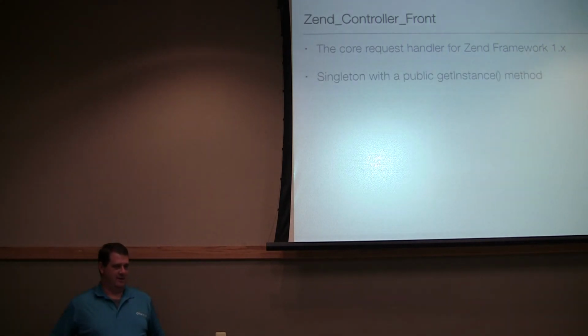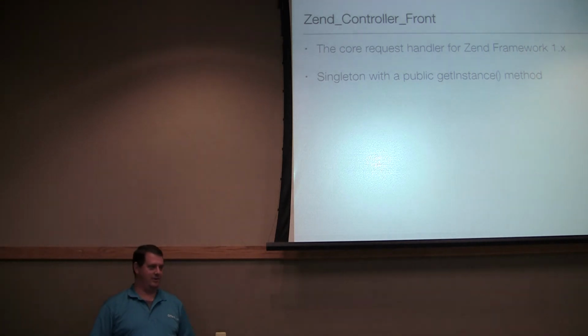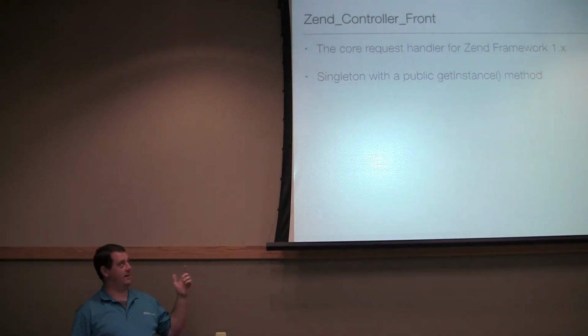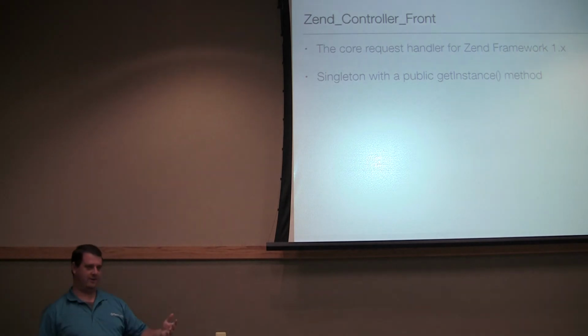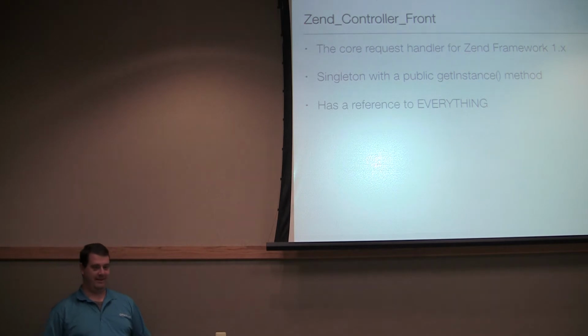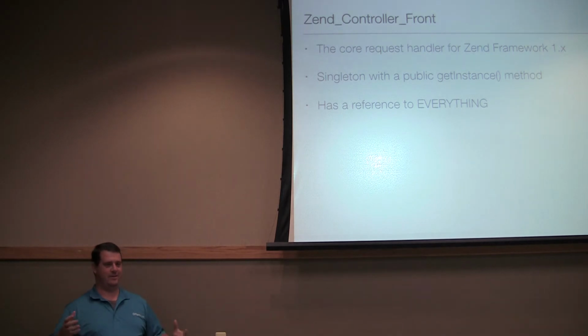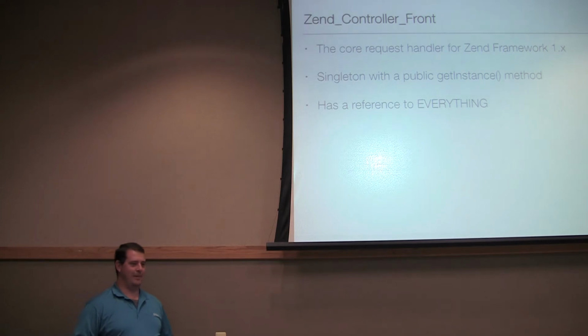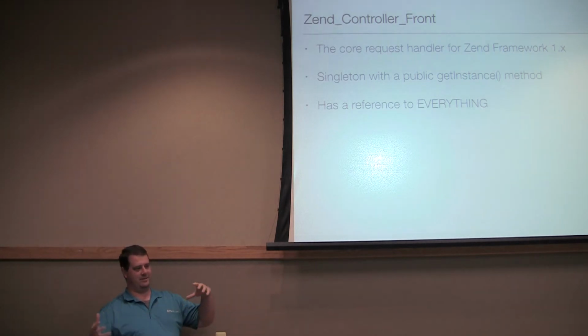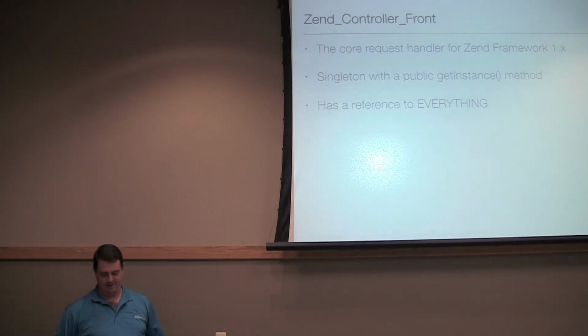So it's a singleton. There can be only one of them, and it's got a getInstance. So it basically gets you the one instance. You can call that from anywhere, and it gets you the front controller. The problem is it has a reference to everything. I mean, literally everything. To the point where it actually has circular properties and references, so you can't var_dump it without sometimes getting a seg fault. It's that deep of a recursive object graph that this thing has a handle on.